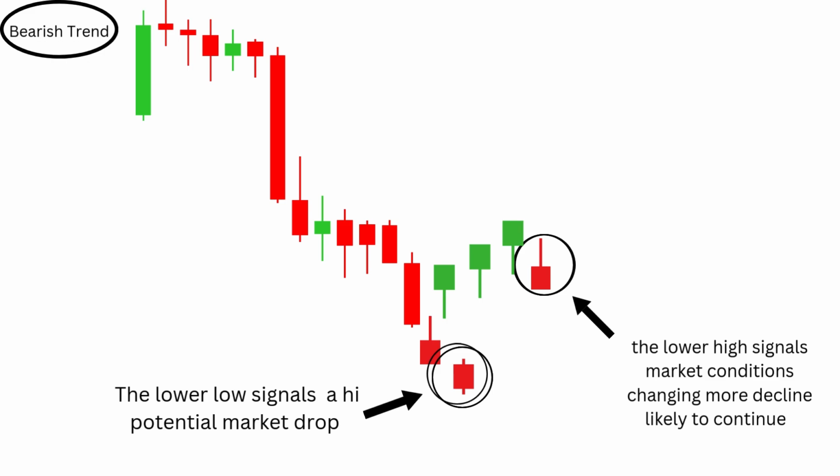Some key characteristics of this may include lower highs and lower lows. Just like in a bullish trend, higher highs and higher lows signal bullish entries. In a bearish market, lower highs and lower lows signal bearish entries.